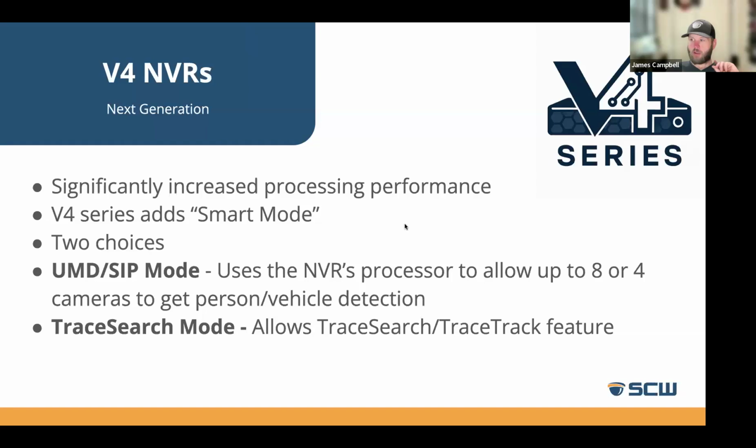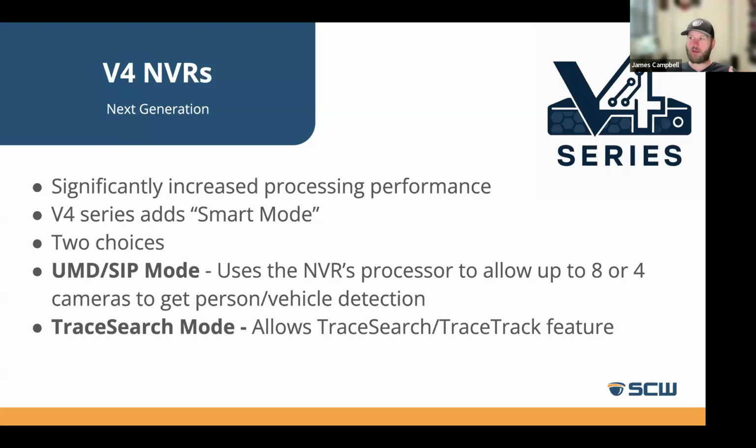This feature is enabled by the significantly increased processor performance in our new NVRs. What we call the V4 series all have next generation ARM-based processors that allow them to do this. And there's actually a couple of other things it can do. What it adds is something called smart mode. And you've got two choices on what you want to do with that smart mode. One choice is ultra motion detection or smart intrusion prevention.